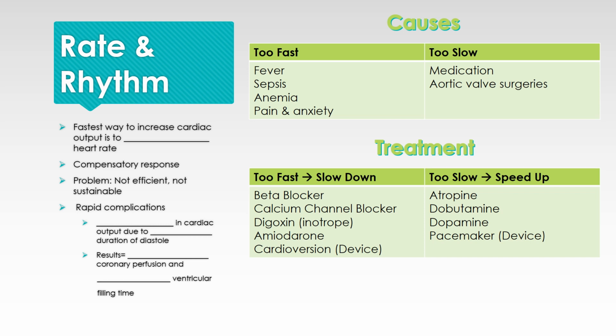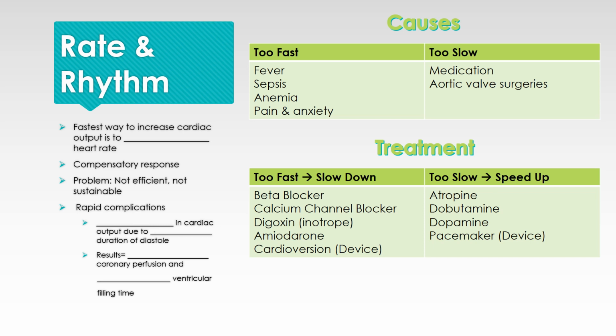So the fastest way to increase cardiac output is to increase heart rate. And this is a compensatory response. So the body detects that the blood pressure is low, stroke volume is low, and that the tissues need more oxygen. So as a response, the heart says, you know what, I'll speed up. If I speed up, then I can pump out more oxygen-rich blood. Now, in the short term, this is normal. I want you to think about exercising. When we exercise, our heart rate and our blood pressure go up. When the exercise stops, our heart rate and blood pressure return to baseline.